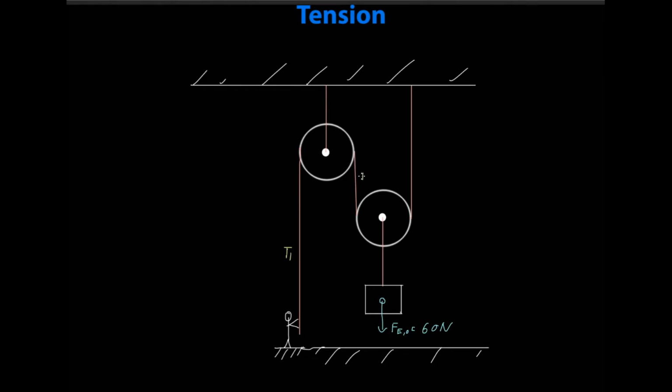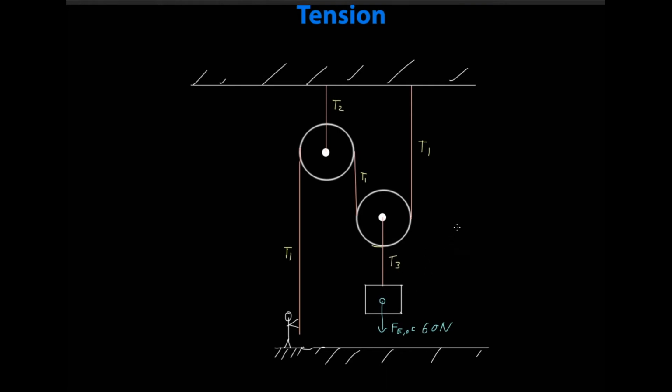This is still tension 1 because it's still the same string that goes around this pulley. So if I find one of these, I find all three because this is the same rope. I have the second rope here, which is T2, and I have a third rope here, which is tension 3.